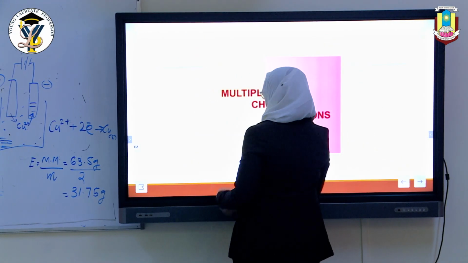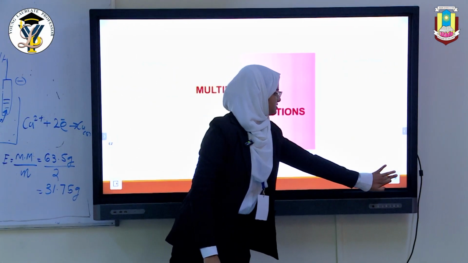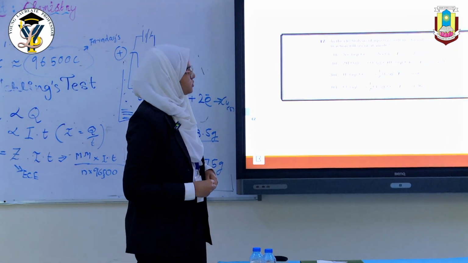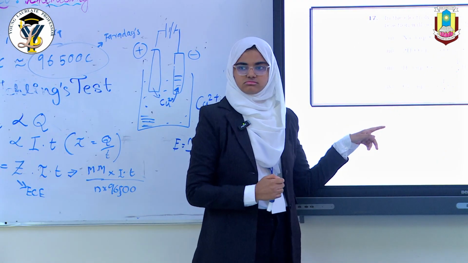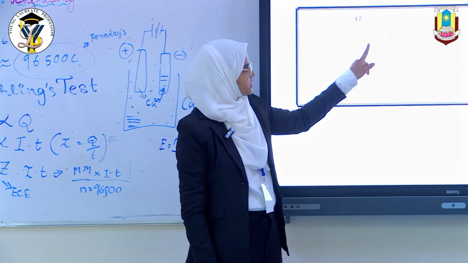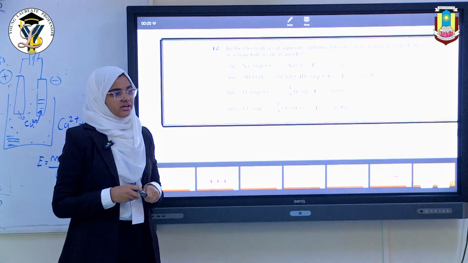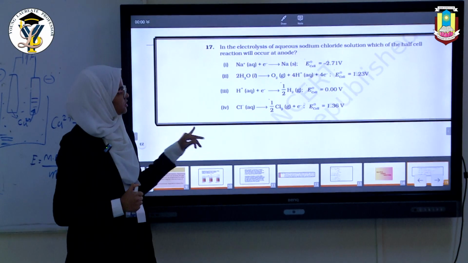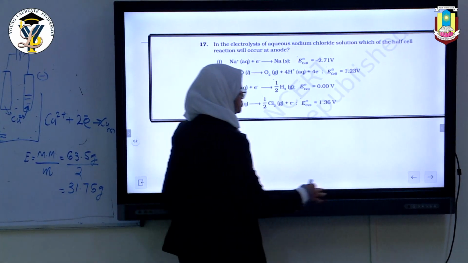Next is an MCQ question. So whoever knows the answer, please try to answer the question. In the electrolysis of aqueous sodium chloride solution, which of the half cell reactions will occur at the anode? The correct answer is option A. Since it has negative electrode potential, the oxidation always undergoes at the anode. So since it has negative electrode potential, we can just say that the reaction which occurs is option A.